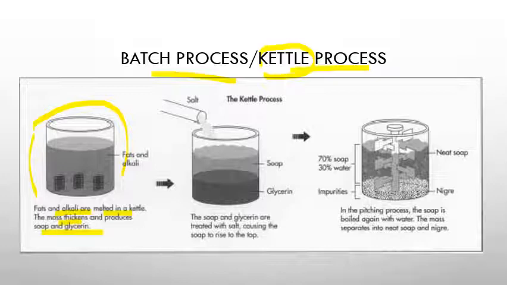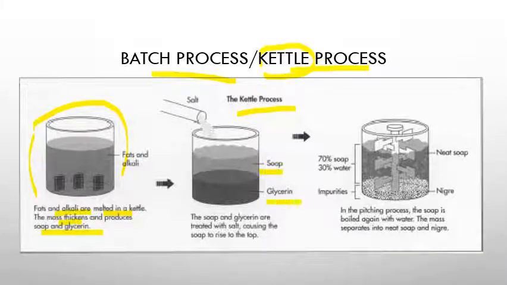Okay, so this first step is called boiling. Then the second step is salting out. We add salt in a kettle. So what happened? The salt separates out the soap and the glycerine. So we have two layers.